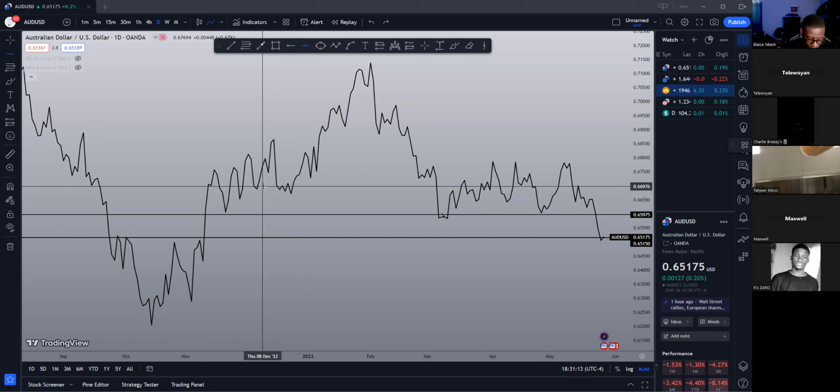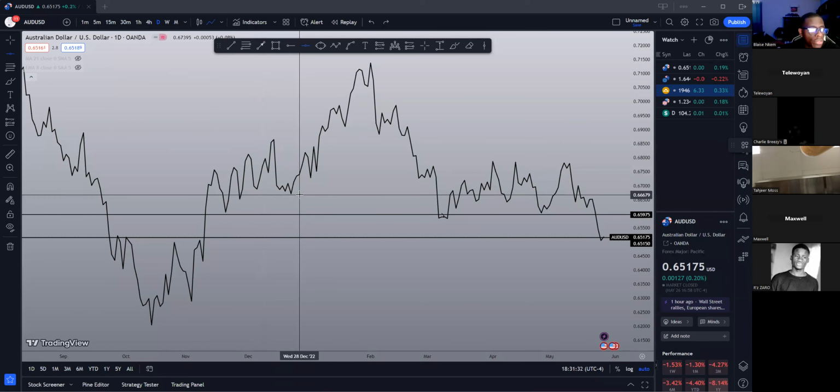Give me 1 second, guys. That's forever to go through. All right, so we're looking again for another potential reversal area.